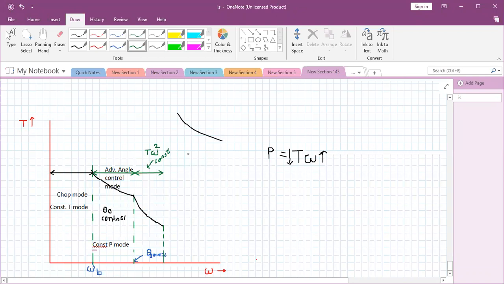Now see here, we will stop the motor over here. This particular point is called the critical speed. This point.